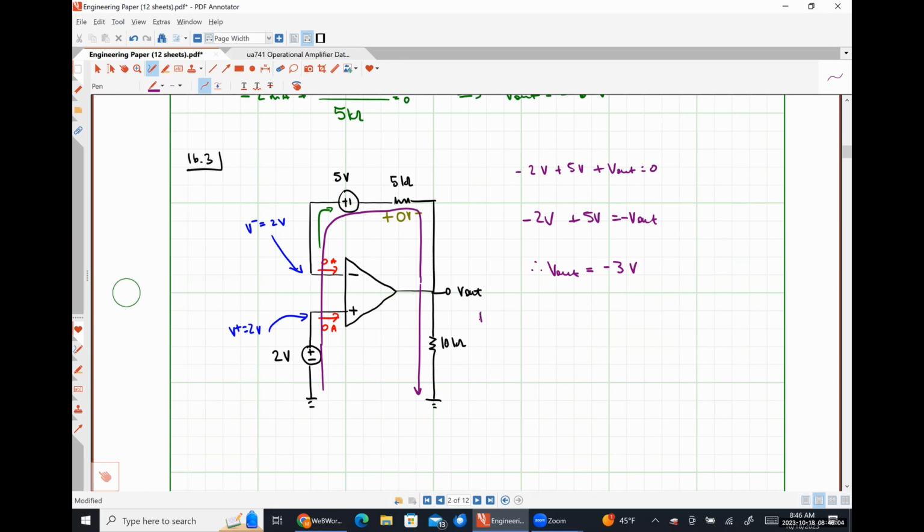So to be clear, V out is a nodal voltage measured with respect to ground, like every other voltage in an op-amp circuit would be. So the positive polarity terminal of V out would be at the output node of the op-amp. The negative polarity terminal would be at ground, which is why we have these signs. Does that make sense? All right. Any further questions about this one?